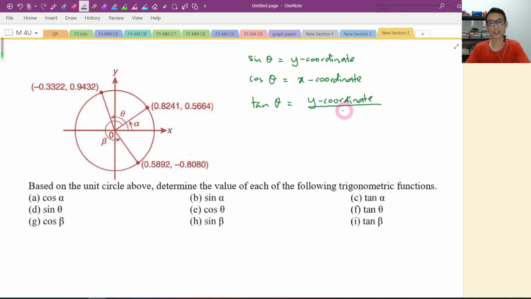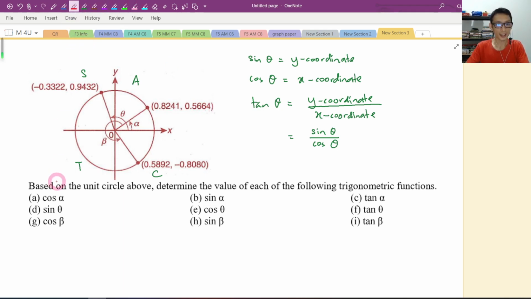Y coordinate over x coordinate, which is also equal to sine theta over cosine theta. Okay, so another one, ASTC, I hope that you remember. ASTC: all positive, only sine positive, this is tangent positive, and the last one is cosine positive. Okay, since this is a unit circle, we can determine the value of cosine, sine, and tangent really fast just by looking at the coordinate of the point.